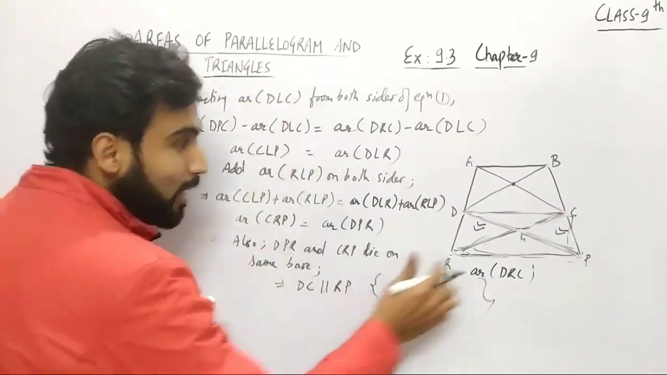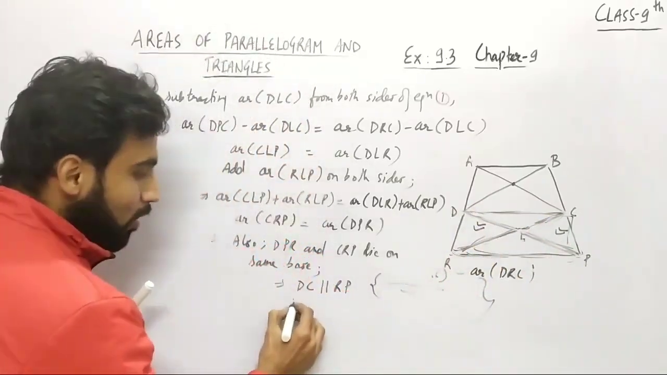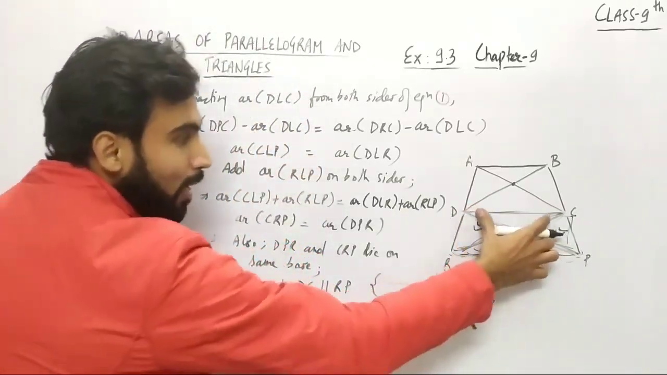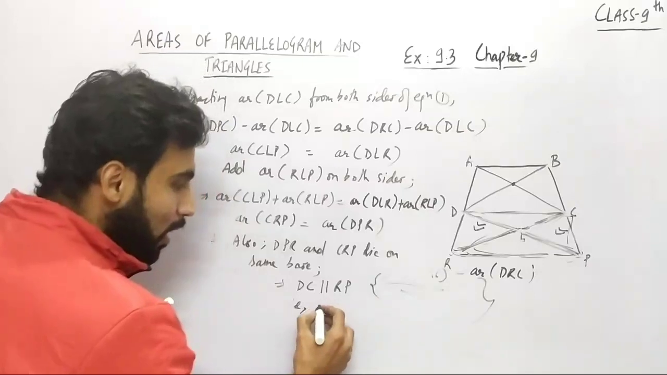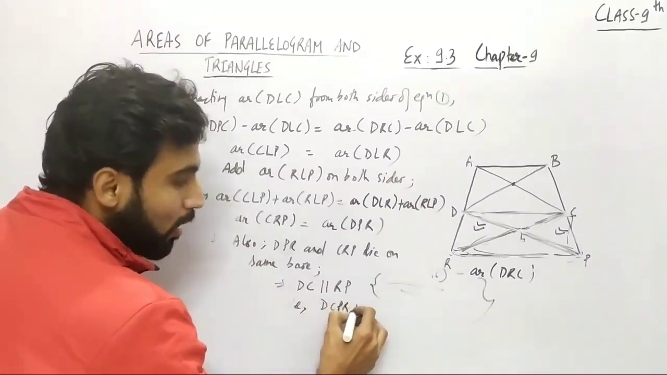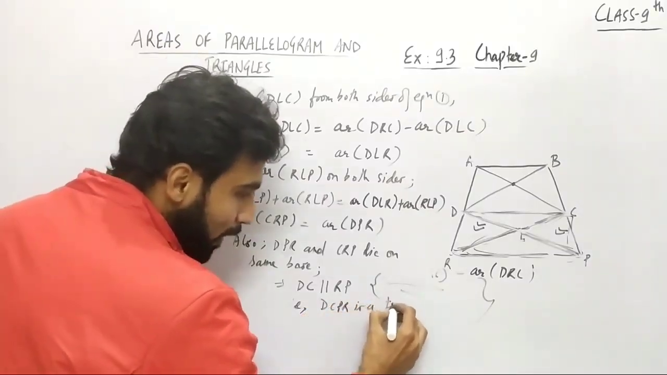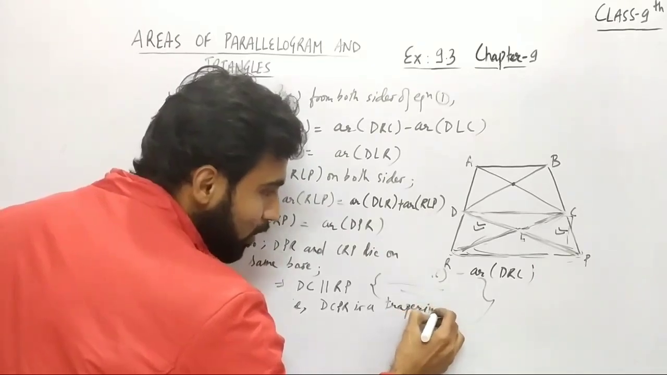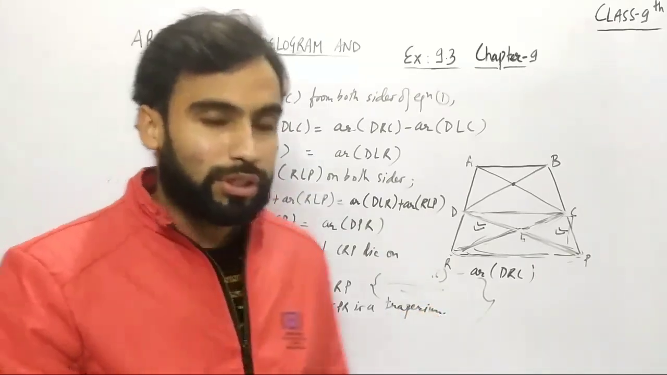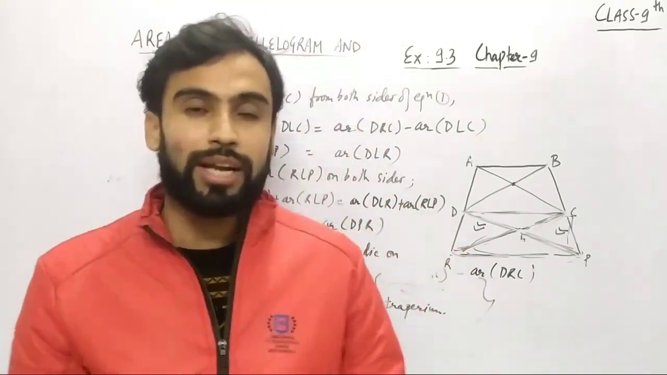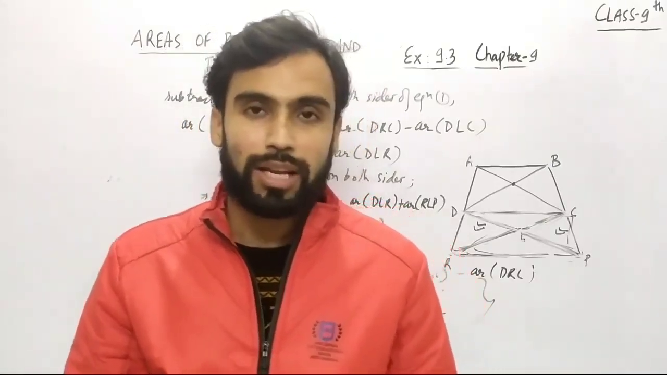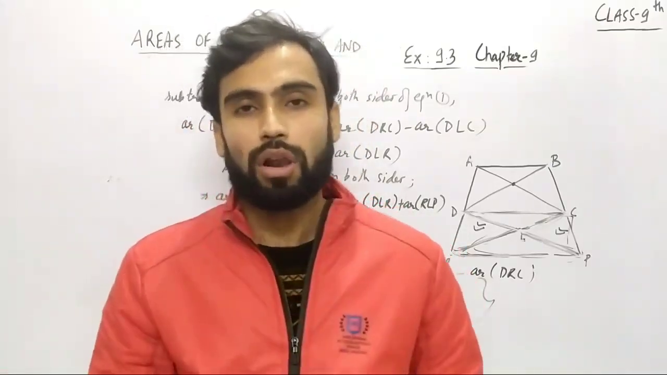Now as DC is parallel to RP, we can say that one pair is parallel, that means DCPR is a trapezium, and this is the end of this question, right? So we have come to an end to this exercise as well as this chapter. So that was all in this question.